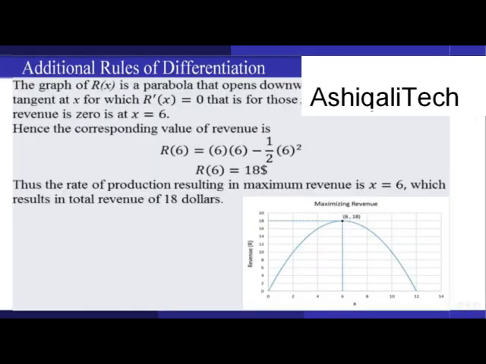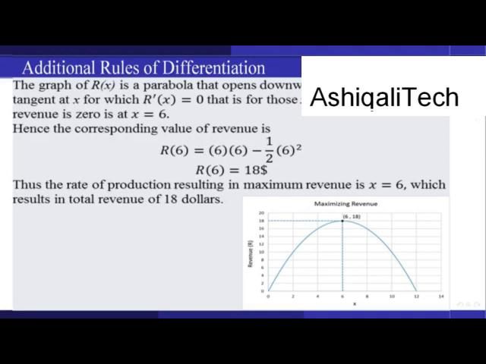The graph of r of x is a parabola that opens downward. It has a horizontal tangent at x for which r prime of x is equal to 0. That is, for those x at which marginal revenue is 0, x is equal to 6. Hence, the corresponding value of revenue is r of 6. So we calculate r of 6 and it is given as $18.